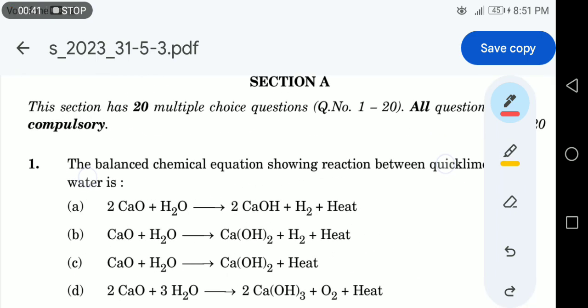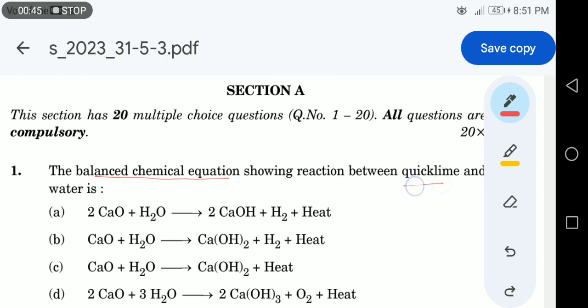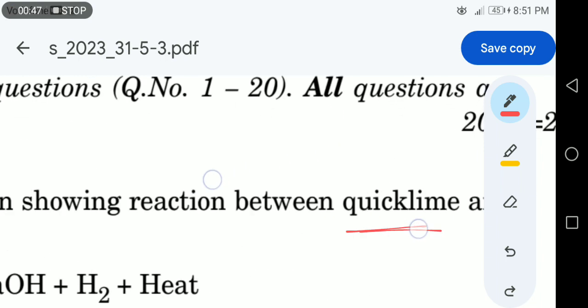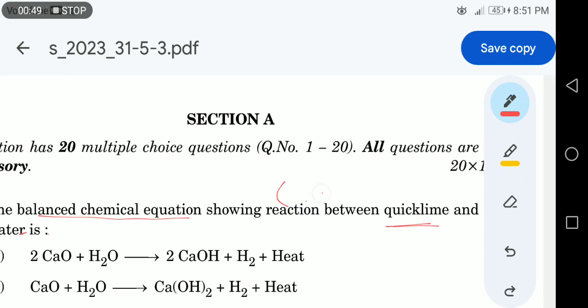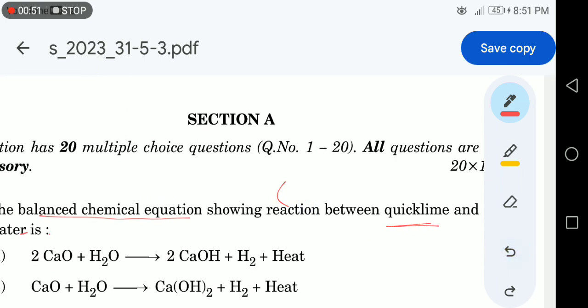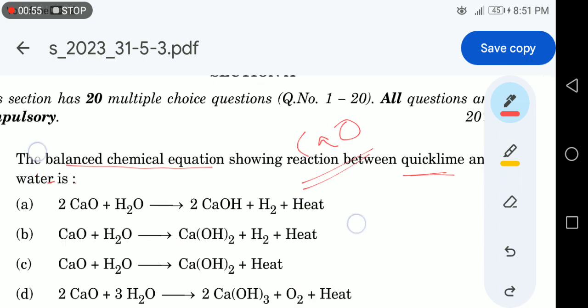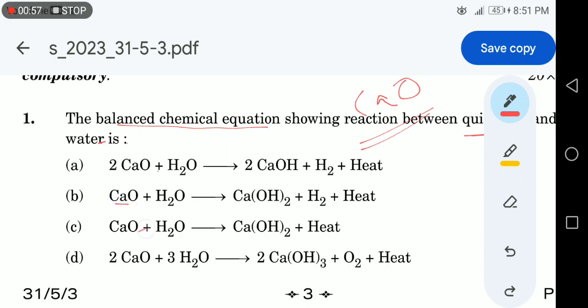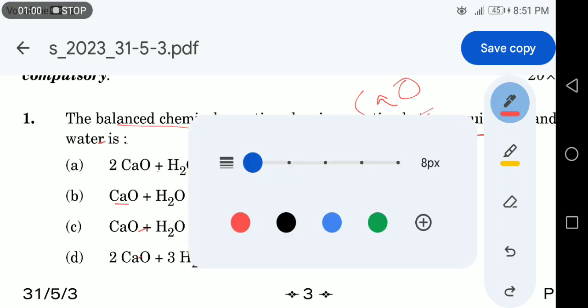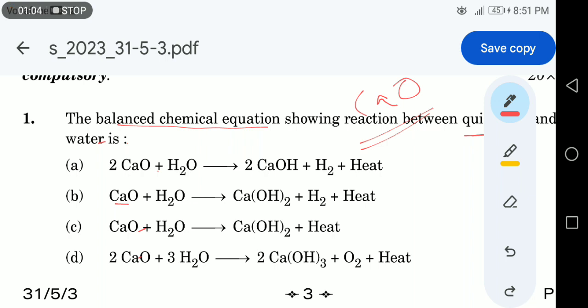So the balanced chemical equation showing the reaction between quicklime and water is, you know that quicklime is calcium oxide. So we can see calcium oxide is given everything. So all options are probably right. H2O, calcium hydroxide.